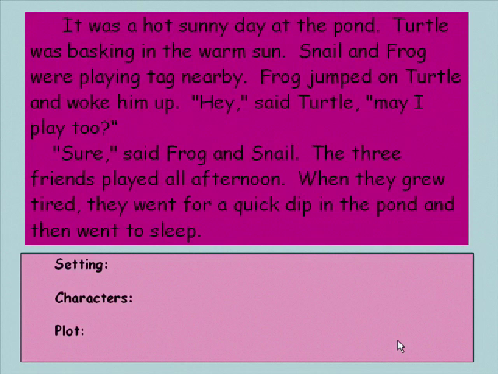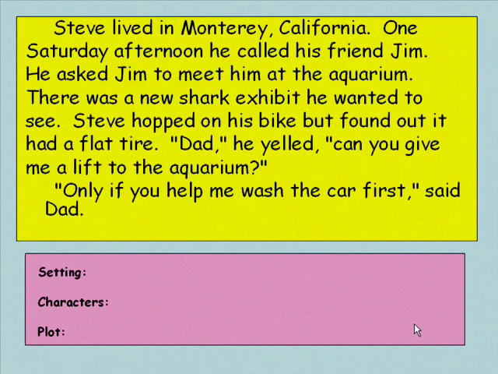Remember, the setting is when and where the story takes place. The setting here is a hot, sunny day at the pond. The characters are the people or animals in the story. The characters here are Turtle, Snail, and Frog. And the plot tells us what happens in the story. Here, Snail and Frog were playing when Frog jumped on Turtle, waking him up. Then the 3 played all afternoon, grew tired, went for a quick dip in the pond, and then all went to sleep.